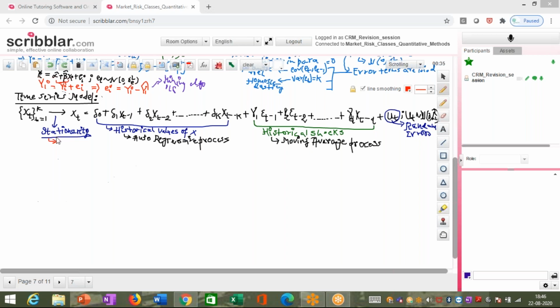So the objective of stationarity is to adjust for temporary fluctuation tendencies in the data.